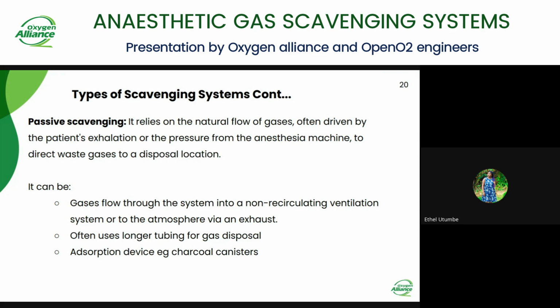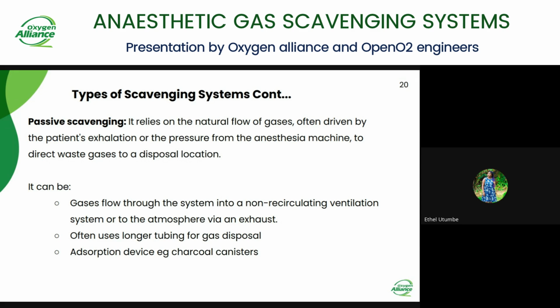That means the gases come from the gas collecting tube, like I've already explained before, and then go through the transfer tubing to the scavenging interface, and then are directed to the atmosphere. Also, some of the passive scavenging systems use longer tubing for gas disposal. So they simply use the tubing for gas disposal.